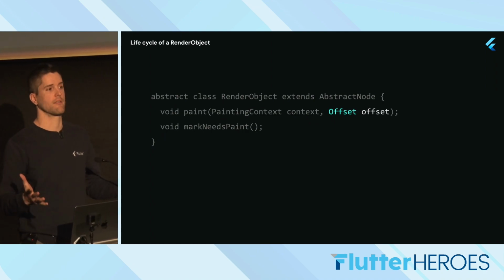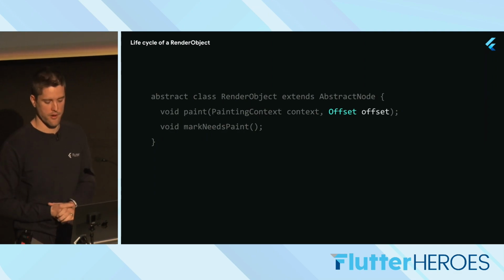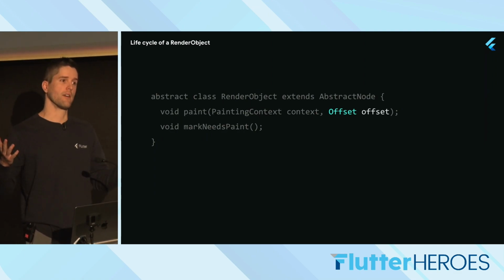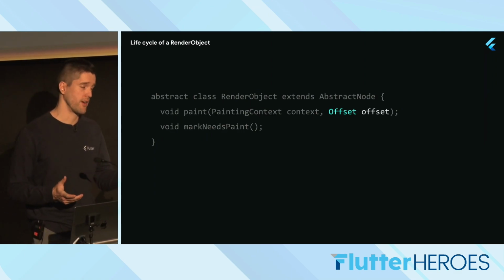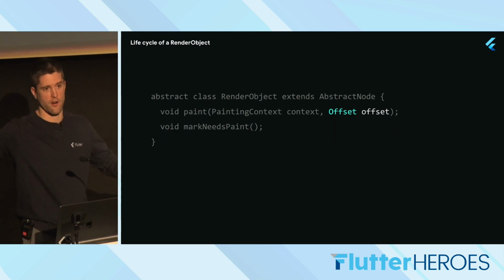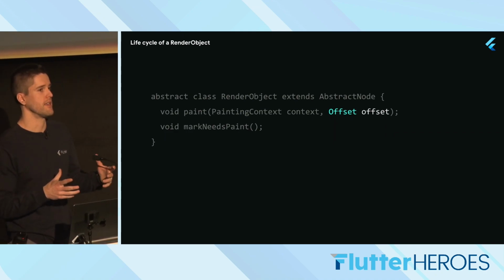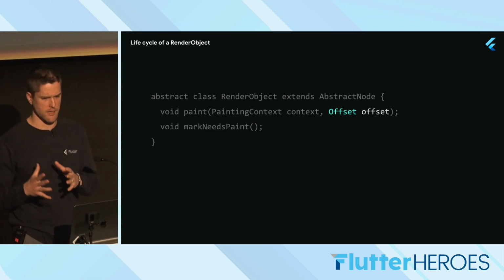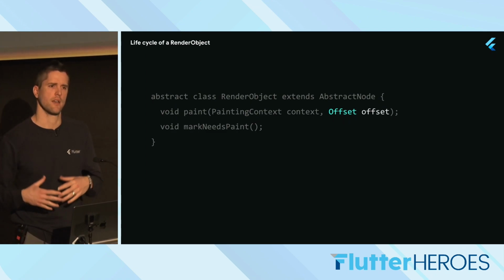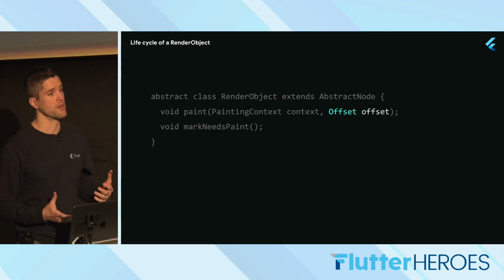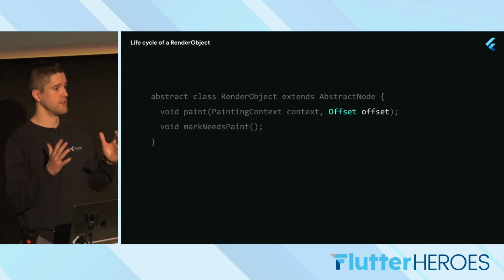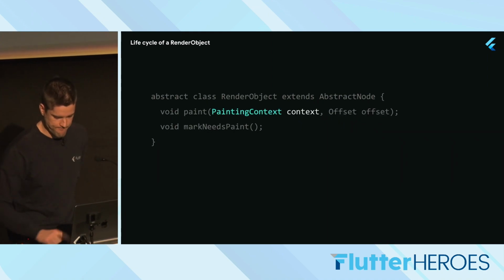But that is actually not a constraint that render objects live under. Any render object can draw anywhere on the screen. And it'd be very chaotic to draw very far outside of your bounds. But this not being a restriction is very valuable for render objects. It makes the implementations for drop shadows, glow effects, anything like that, a lot more simple to implement. So render objects do not have to color within the lines.